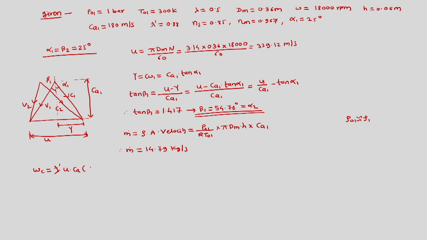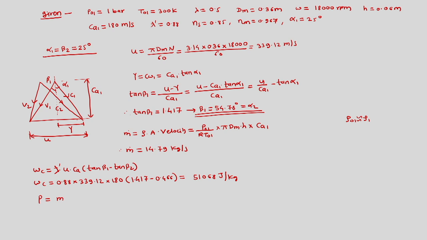Knowing this, we can find out compressor work as lambda dash work done factor into U into CA into tan of beta 1 minus tan of beta 2. So, compressor work input is 0.88 into 339.12 into CA is 180, tan beta 1 is 1.417 minus 0.466. This gives us compressor work as 51,068 joule per kg.